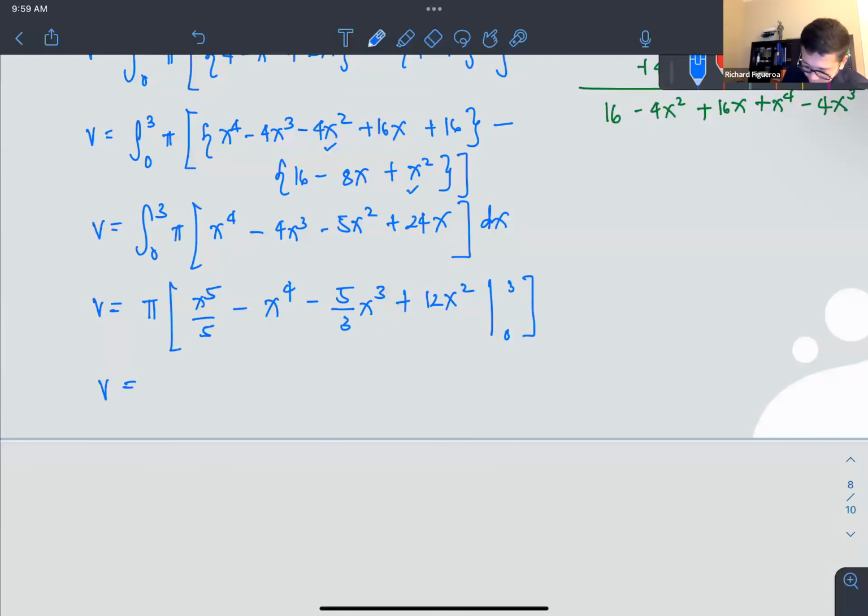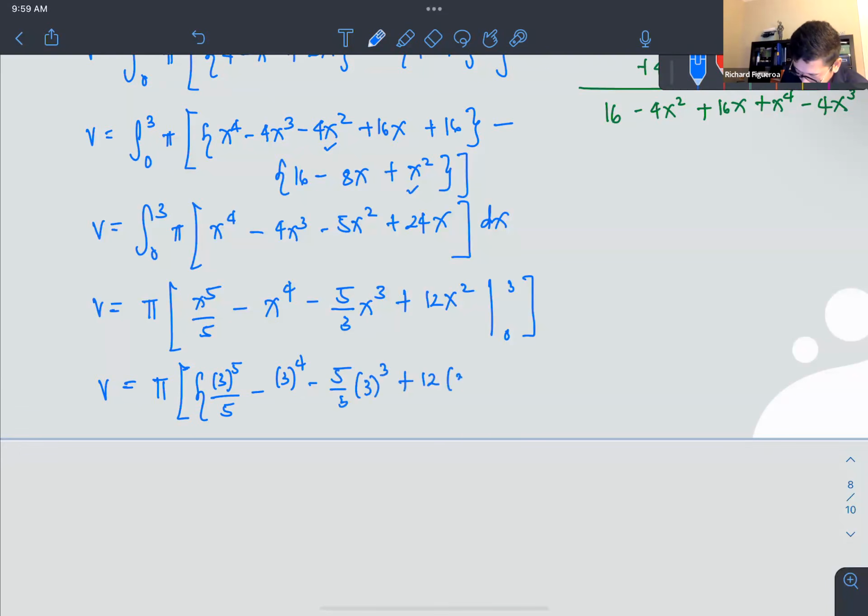And then we'll have pi. So substitute the upper limit. So 3 raised to 5 over 5 minus 3 raised to 4 minus 5 over 3 raised to 3 cubed plus 12 3 square. Minus, not going to substitute 0. So 0 naman yung sa lower limit lahat.